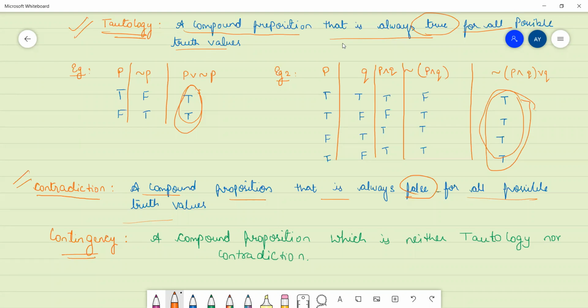That is a contradiction. Now coming to contingency: what if you have multiple truths and multiple falses in a statement? It is a compound proposition which is neither a tautology nor a contradiction. That is, it will not be all true or all false. You'll have multiple truths and multiple falses. That is called contingency.